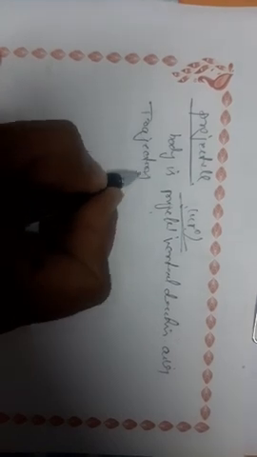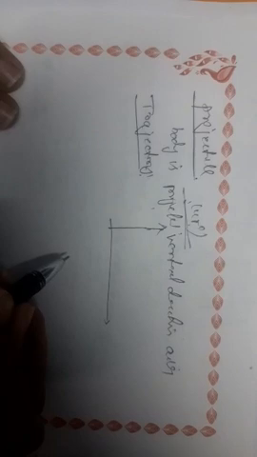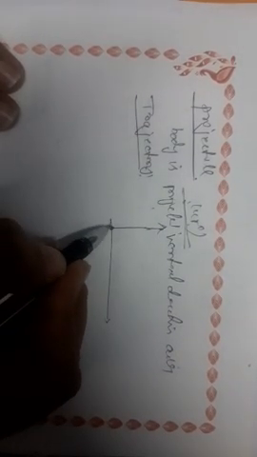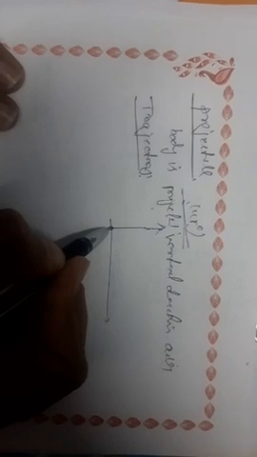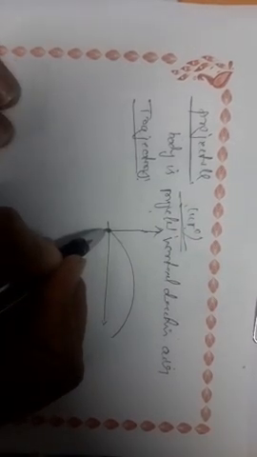And what is the meaning of trajectory? See, this is the representation of a projectile. This is the horizontal component. This is called the vertical component. This is the initial position of a body. When a body is projected in a vertical direction, this position is called the initial position.